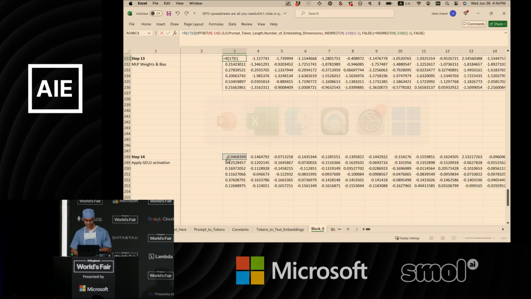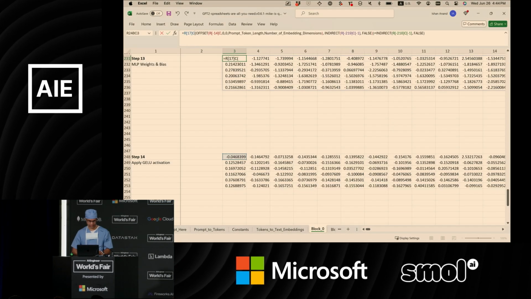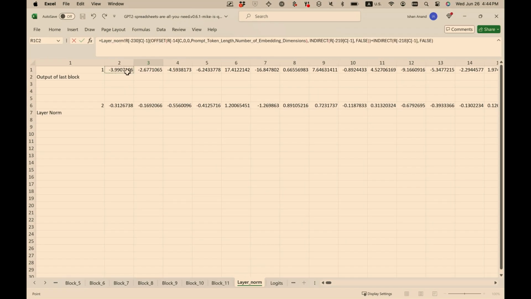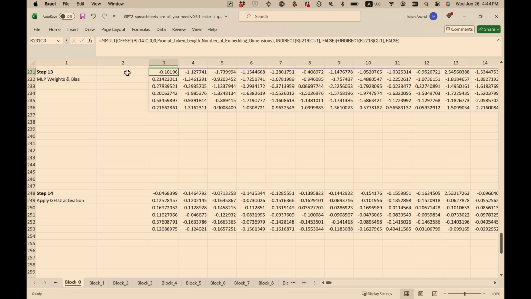Let's take a look. And we'll go here. So again, I don't know if you can see in the back, but this function here is basically, there we go.